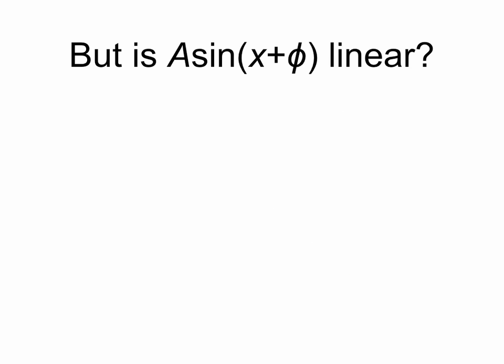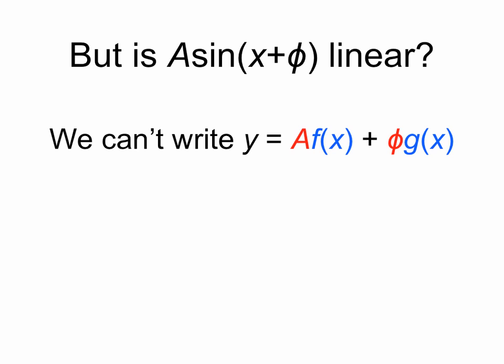Well, here we come into a problem. It was a lot easier with y equals ax squared plus bx plus c because that was linear. In that case, you could isolate the variables from the parameters, the coefficients that we were trying to fit: the a, the b, and the c. Here, we can't write this as y equals a times some function of x plus phi times another.